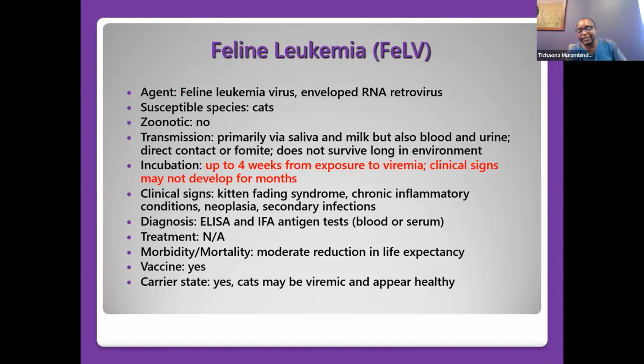So there is a moderate reduction in life expectancy. If you are going to make decisions of putting this animal down based on the results of this test, it's not fair because this animal can still live a long period of time. Even if there is a reduction in life expectancy, they can live for 3 to 5 years in some of the reports that I've read. It's a normal life that they'll be living, and if you have provided veterinary care and all the 5 freedoms for the animal, they can live long. So the decision of putting an animal to sleep based on this test, I don't think it's a fair one, like most places want to do. As for the carrier state, yes, there's a carrier state. Cats may be viremic and appear healthy.